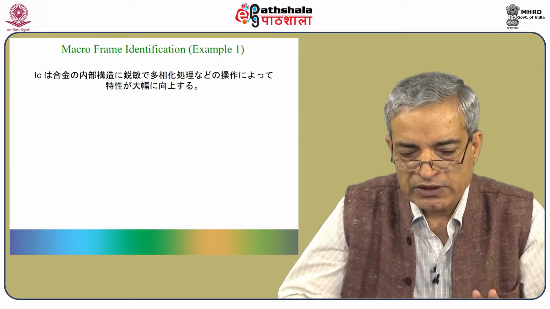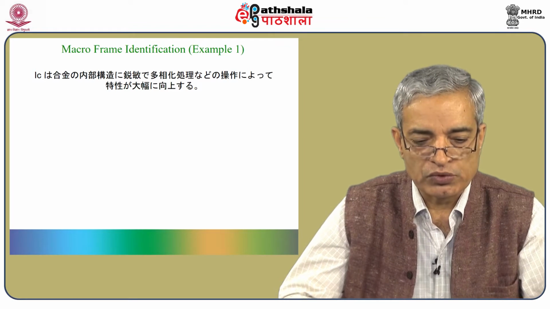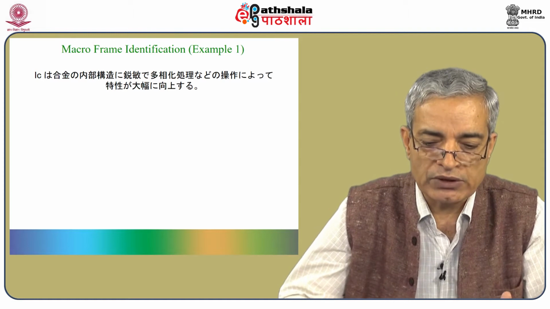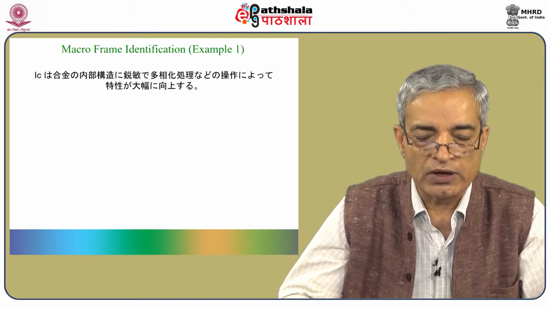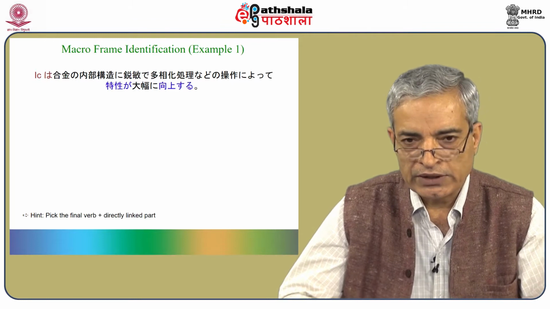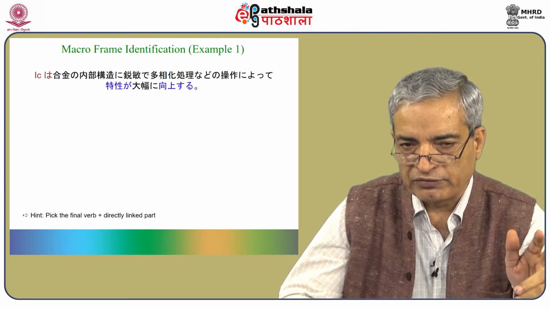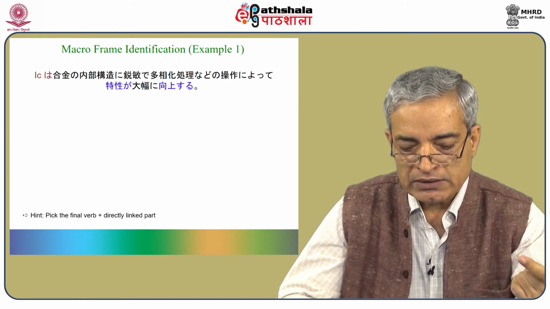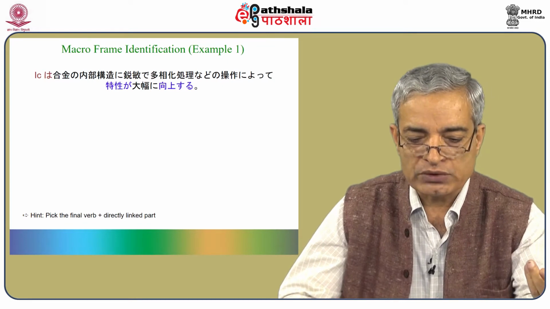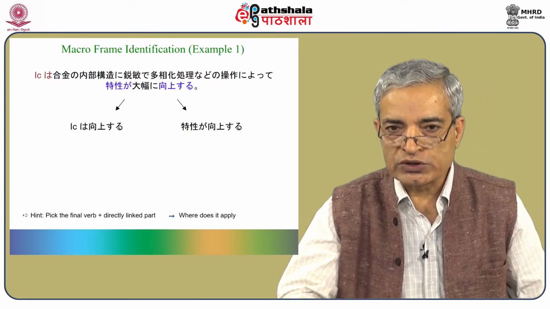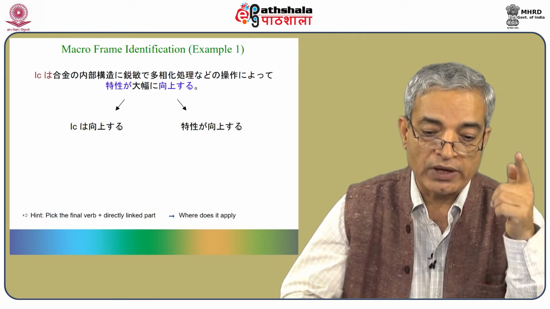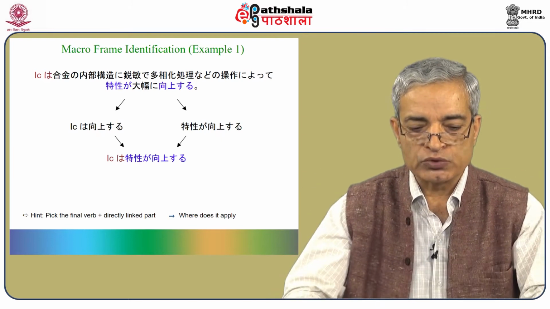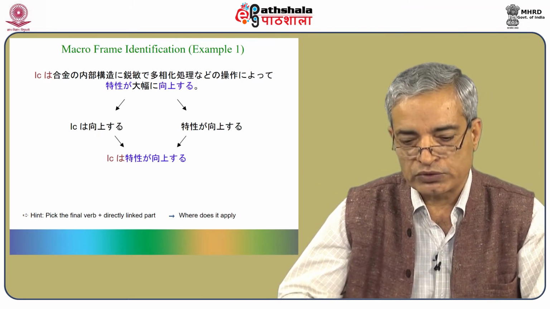We are picking up the same sentence as it was picked up in the previous module. Aisiwa gokinno naibu kozoni ebinde tasoka shori nadono sosani yotte toksega ohabani kojosuru. And the hint here is to pick the final verb first, and the final verb in this particular case is kojosuru, and then link it to the part where it is connected the most. It is connected to toksega kojosuru, and somebody says no, it is connected to aisiwa kojosuru. That is the first one. Fine, so let's put it separately. There are two: aisiwa kojosuru and toksega kojosuru.